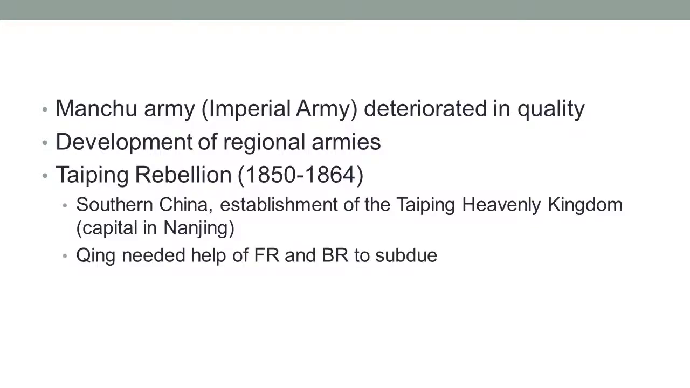And while the government attempted to quell this, as you can see, it lasted 14 years. You see, my math, it's good this time. And you can see there that they are unable to actually control the entire country. And the army has deteriorated to such a point that the Qing needs to ask for the help of France and Britain to subdue it. And in doing so, they actually give up some of their sovereignty to France and Britain.